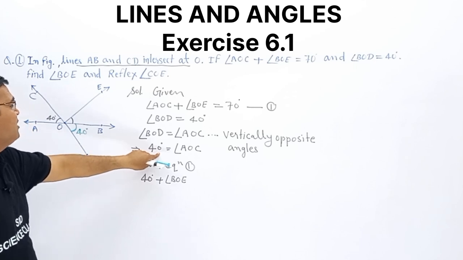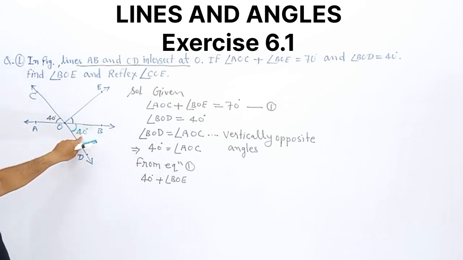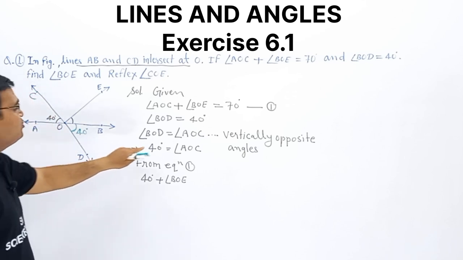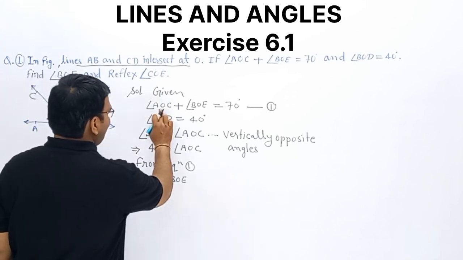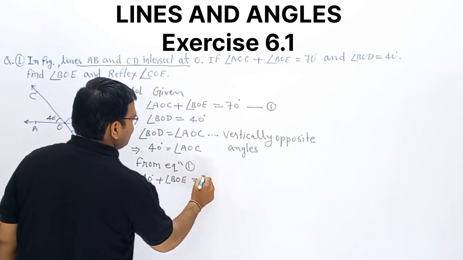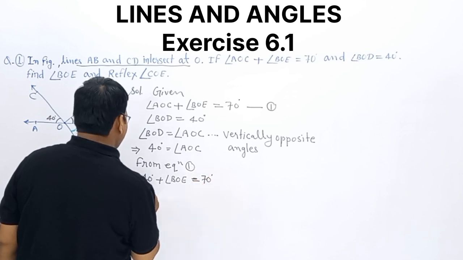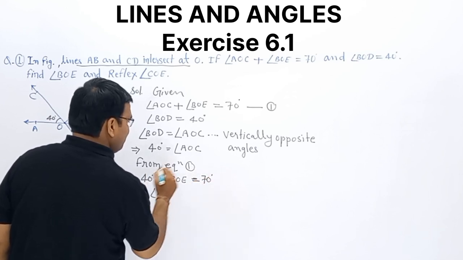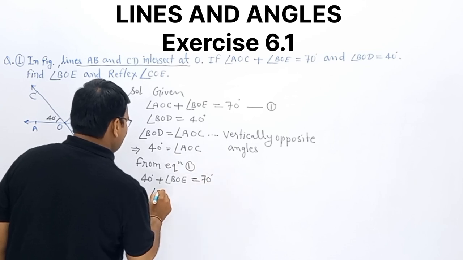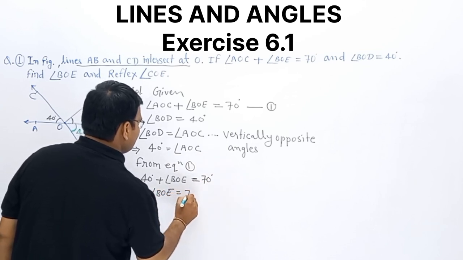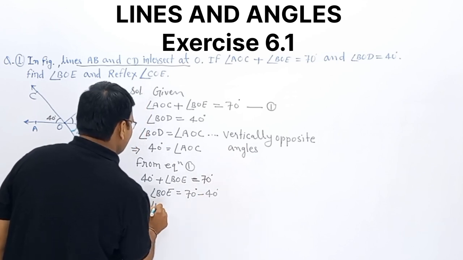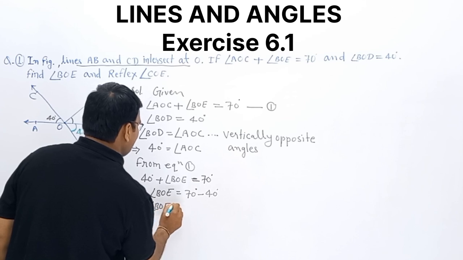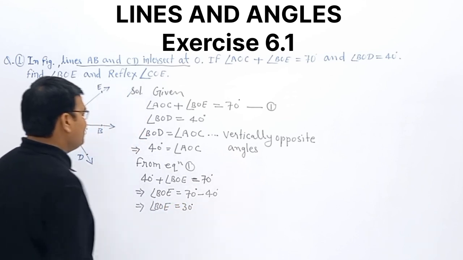So we obtained angle AOC is 40 degree. Why this one is the 40? Because we are having BOD equal to 40 degree and its opposite angle is angle AOC. So AOC will be what? 40 degree. Now this value we are putting in the given data. This equation we are having. So 40 degree plus angle BOE equal to 70 degree. Now solve this one. Then what we are getting? This will be transposed towards the right. So angle BOE will be what? 70 degree minus 40 degree. What we are getting? 70 minus 40 will be what? 30. So angle BOE equal to what? 30 degree. So one result we obtain.